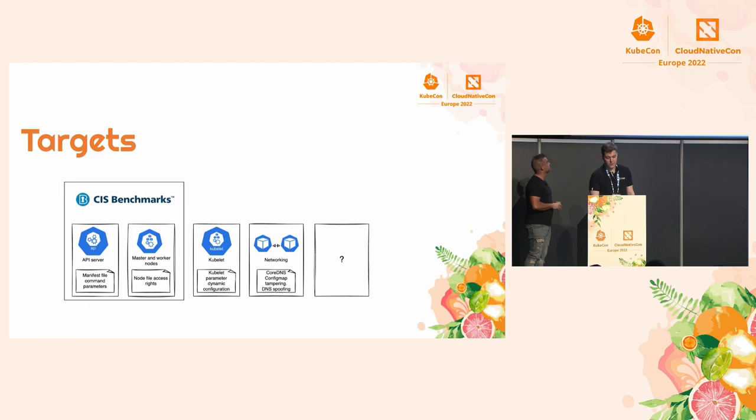So the low-hanging fruit targets are CIS benchmarks for Kubernetes, for example, API server configurations, master and worker nodes. There's also kubelet configuration and parameters, which are relevant for security. Networking is always interesting. We're going to be talking about core DNS and DNS spoofing. And there's a lot more, everything you can think of. I've experimented with penetration testing experiments, crypto mining pods. They didn't make the demo, but someone would probably be interested in them.